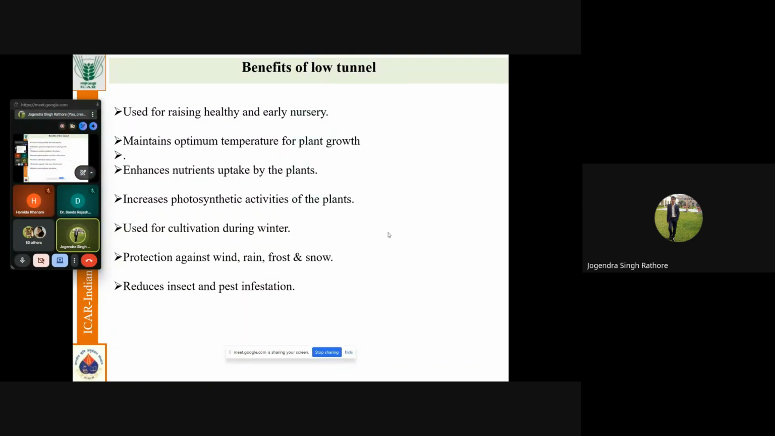So now, what are the benefits of a low tunnel? We can use low tunnels for raising healthy and early nursery during off-season. Then also we can maintain the optimum temperature for plant growth. We can enhance nutrient uptake, and low tunnels increase photosynthetic activity, are used for cultivation during winters, and protect against wind and rain. It also reduces insect and pest infestation.